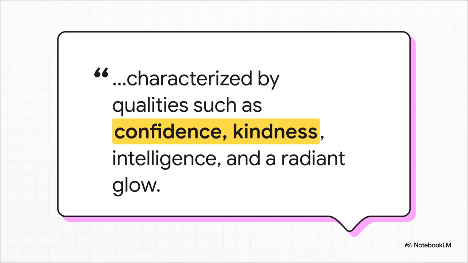Let's see. Whoa! Okay, this is clever, very clever. The AI completely sidesteps describing physical features. No mention of skin color, hair, or anything like that. Instead, it talks about inner qualities, confidence, kindness, intelligence. It seems like it's learned how to avoid saying anything explicitly biased. But does that mean the problem is actually solved?